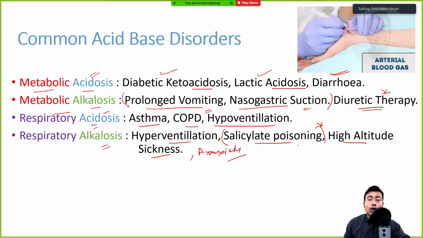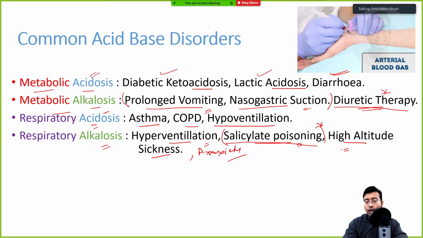Why am I telling you? Because you may find this in your textbook, but please don't utter them in the exam. This is a don't that you need to know from an exam perspective. Always say hyperventilation, high altitude sickness, anxiety, panic attack, in which the breathing rate is increased and CO2 is washed out.